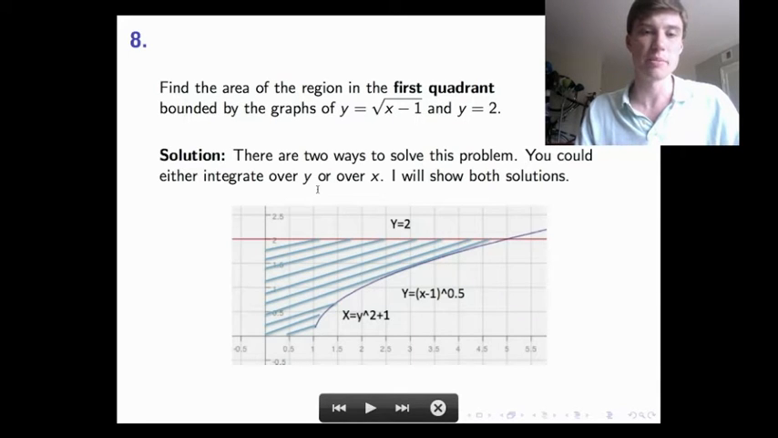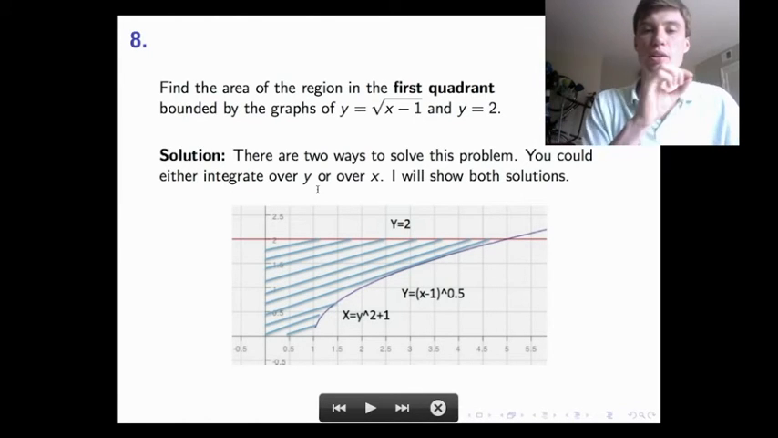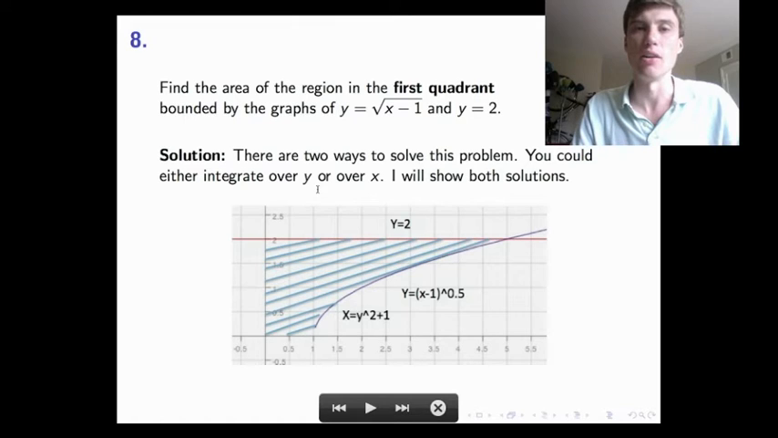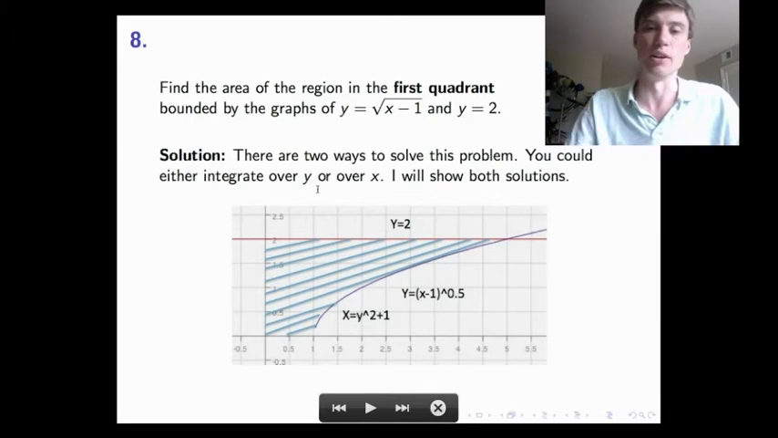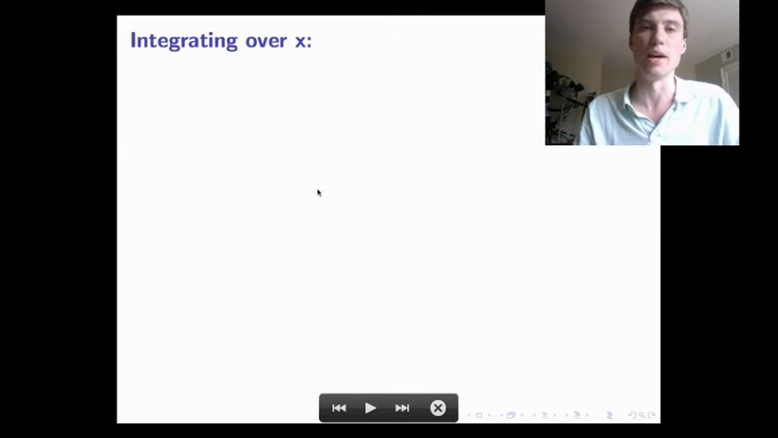Here's a quick schematic of the situation. We have the two curves bounding our region, y equals 2 and y equals the square root of x minus 1. But we also have two additional curves, which come from the fact that we have limited our region to the first quadrant. We have the curve x equals 0 and the curve y equals 0. Those are the four boundaries.